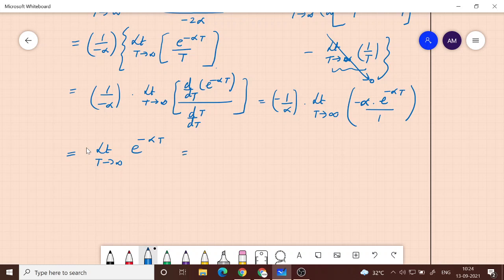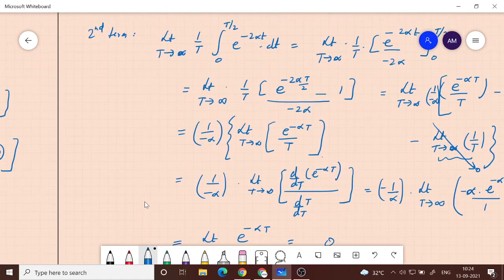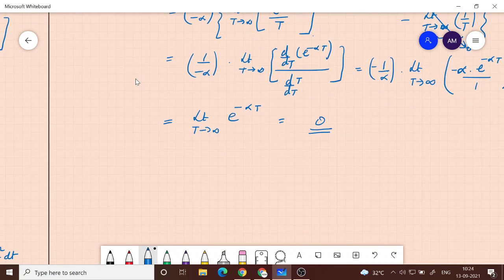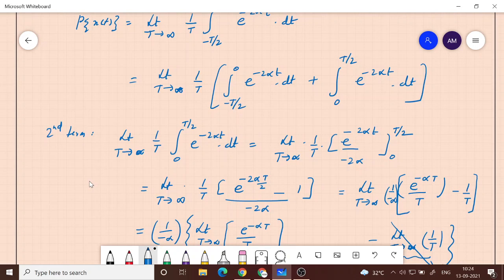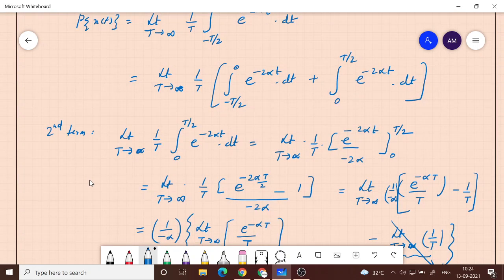Okay, so now what is this? If t tends to infinity, t is positive, alpha is positive, so the entire thing is going to be negative, e raised to minus infinity, which is 0. So the second term is what we evaluated, and that is 0. Now similarly we need to look at the first term. So what is the first term? Integral from minus t by 2 to 0.